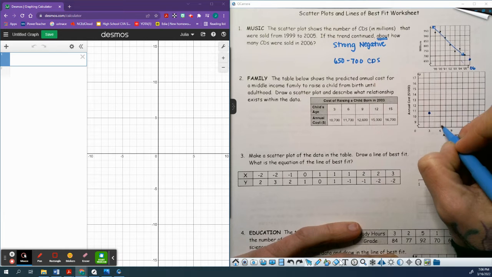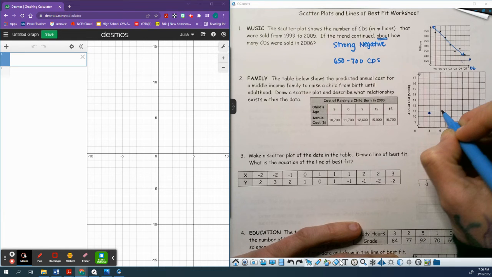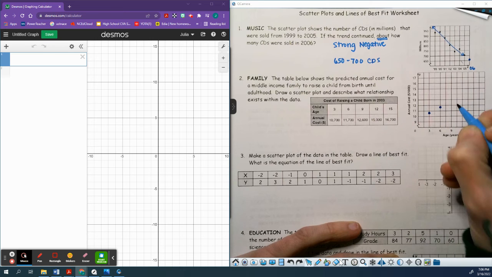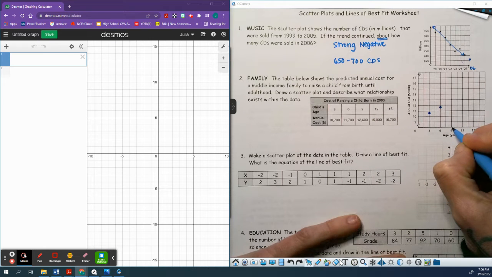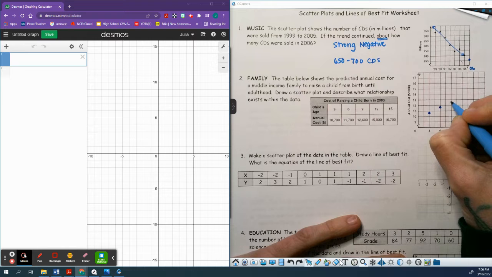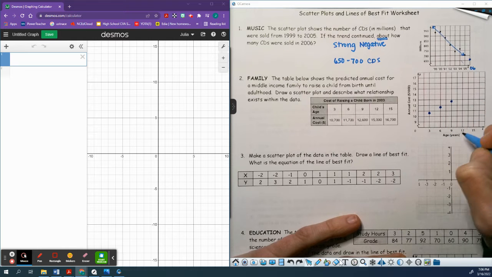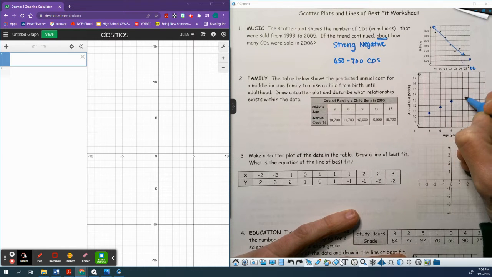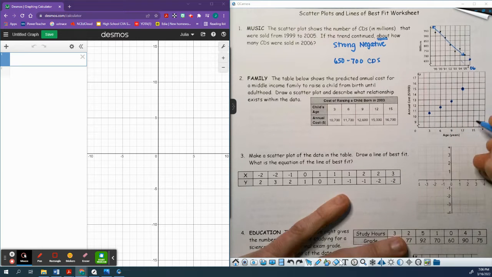So we're going to go up to 11, because remember, these are in thousands. And then pretty close up to 12. And then 9 is 12,600. So 12, maybe just above half. Then for 12, it's going to be 15. It jumps up a little bit there. And then at 15, it's 16,700. So we're going to go all the way up here to right here.